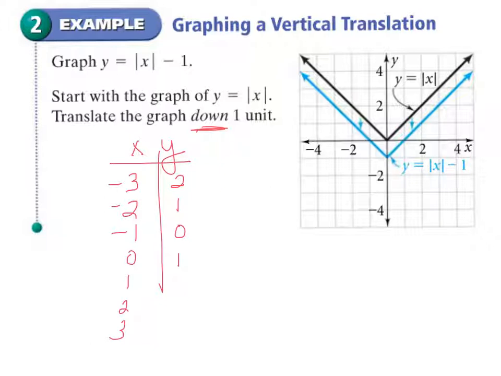Nope, that's not 1, that's -1. This becomes 0, this becomes 1, this becomes 2. And if you graphed all these points, -3, 2, -2, 1, -1, 0, 0, -1, and so on, you would find out that you could get the same graph by using a t-table. But if you graph your parent function and then just take it down 1, then it would work.